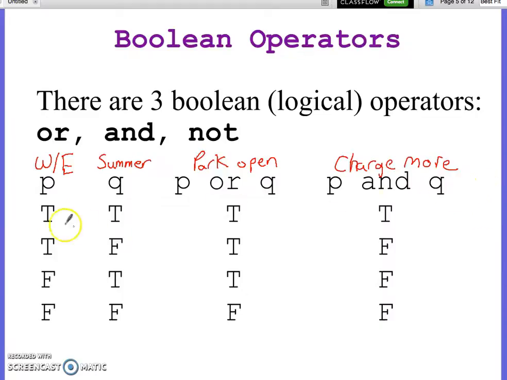So if it's a weekend and it's the summertime, well then yes, both of those things are true, and so we're charging more. That's true, okay? If it's a weekend but it's not the summertime, well, since it's not the summertime, there aren't as many people out, so we don't charge more, so charging more would be false, right? If it's not the weekend but it's the summertime, again, not as many people at the park, so we don't charge more. And then if it's neither the weekend nor the summertime, the park's not even open, so we definitely don't charge more, and that's false. Okay? So this is how AND works.